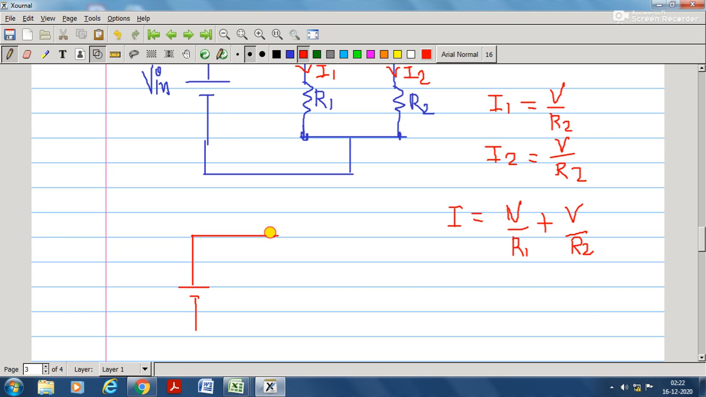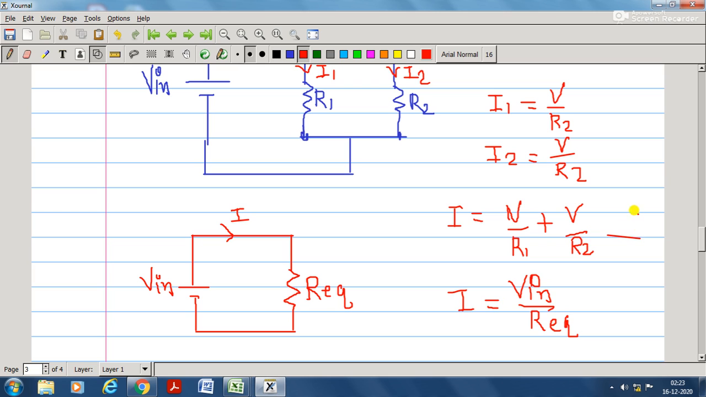let's say we replace it with one equivalent resistor R equivalent, so we expect the same amount of current, which is I. Here it is an equivalent resistor, only one resistor, and V in. Now with that, the value of current I can be given by V in upon R equivalent.